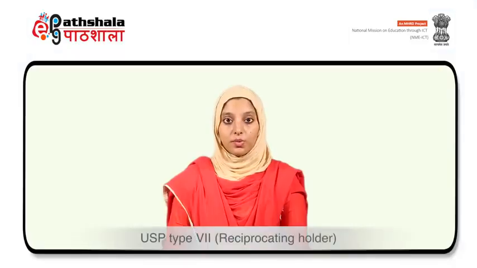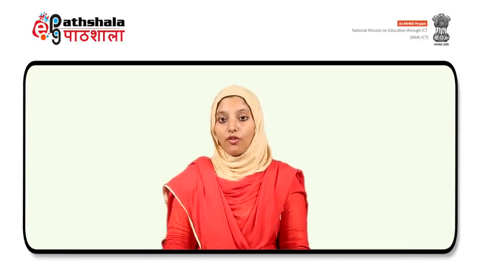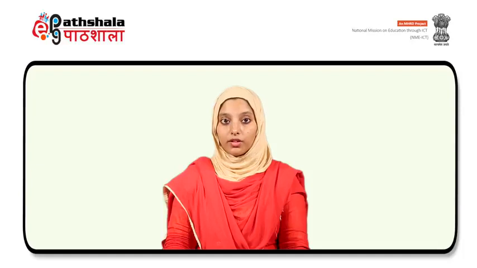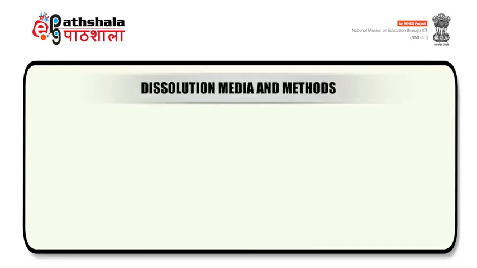Next, USP type 7 or reciprocating holder. This assembly consists of a set of volumetrically calibrated or tared solution containers made up of glass or other suitable inert material, a motor and drive assembly to reciprocate the system, and a set of suitable sample holders. Next, we will be talking about dissolution media and methods.